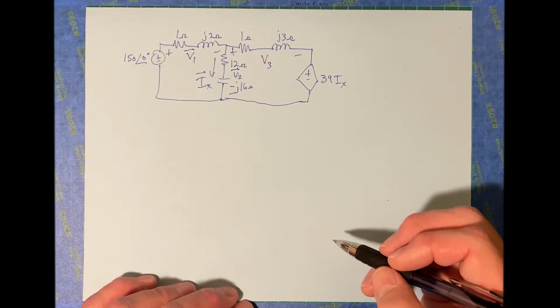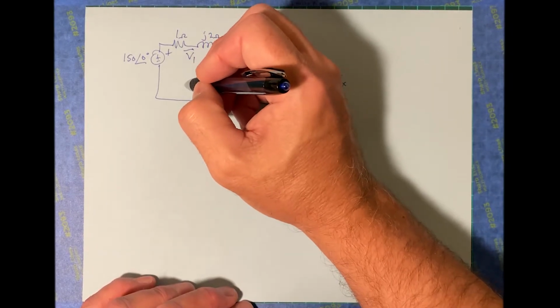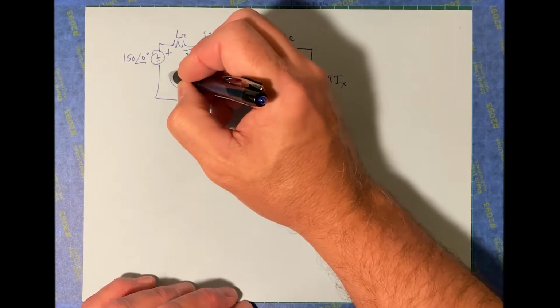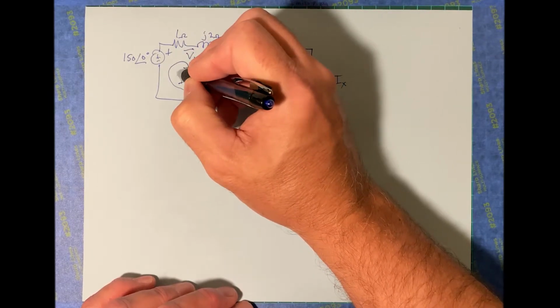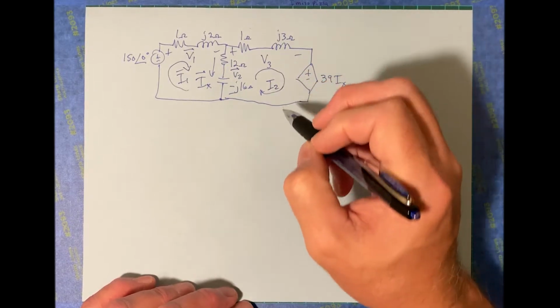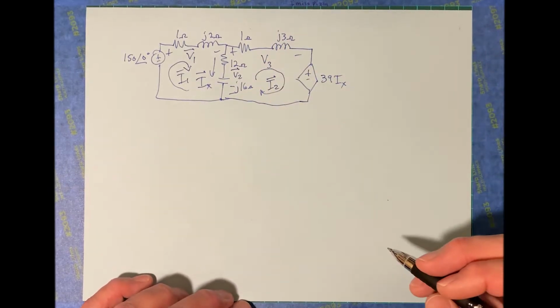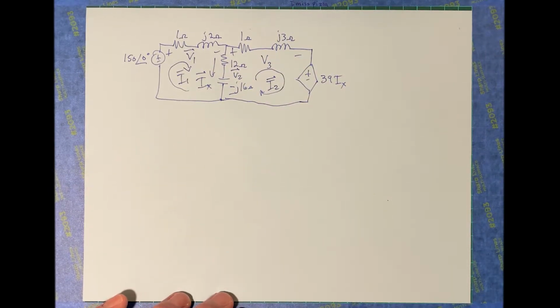I also want to find all the currents here, and I'm using mesh current methods, so let's call this one I1, we'll call this one over here I2. So I want to find I1 and I2, but in the process I also have to find I sub x.